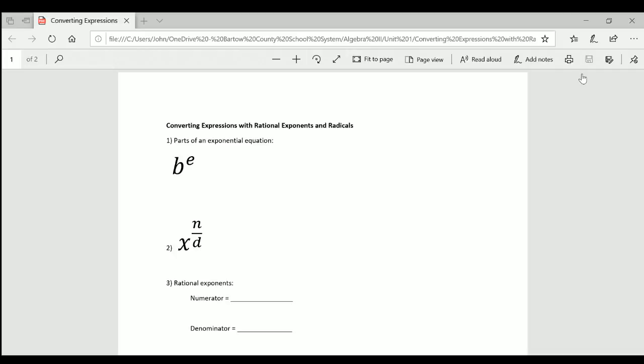Hey everybody, so in this stream I want to talk about converting between expressions that have rational exponents and radical expressions and going back and forth. If you're in my class, this is Learning Targets 4 and 5, part of Unit 1.